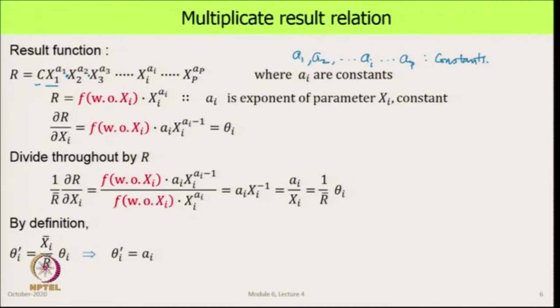Now, what we want to do is isolate one parameter at a time, and say, we will look at xi alone and see what we get for the sensitivity coefficient. So, we re-express this formula by keeping xi to the power ai as one term and clubbing everything else as another function, which I have denoted here as w without xi. That means this is a function without the parameter xi, everything else is there in it.